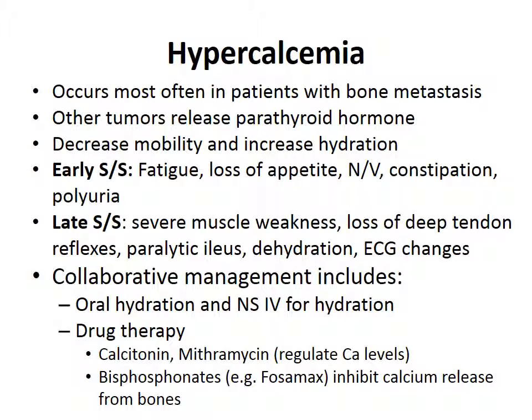Hypercalcemia occurs most often in patients with bone metastasis. Other tumors also release parathyroid hormone, resulting in hypercalcemia. Hypercalcemia results in decreased mobility and an increase in dehydration. Early signs and symptoms include fatigue, loss of appetite, nausea and vomiting, constipation, and polyuria. Late signs and symptoms include severe muscle weakness, loss of deep tendon reflexes, paralytic ileus, dehydration, and EKG changes.